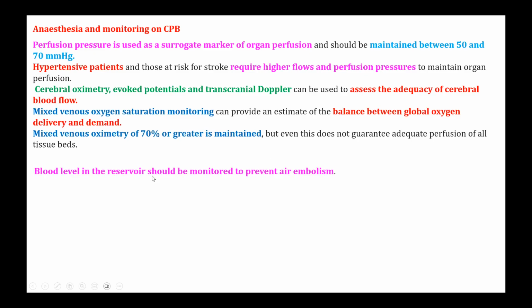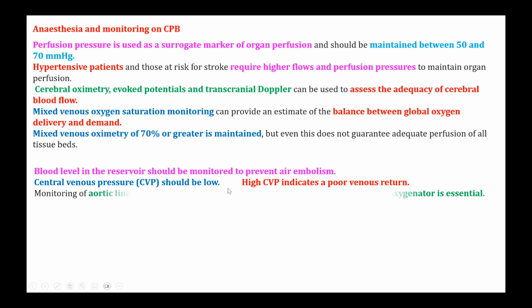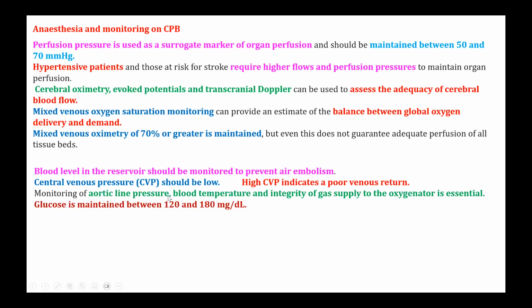And blood level in the reservoir should be monitored to prevent any air embolism. CVP should be low in all these patients because we are not maintaining a normal venous blood flow, and a high CVP indicates a poor venous return from the patient. Monitoring aortic line pressure, blood temperature, and integrity of gas supply to the oximeter are very essential. And glucose level should be maintained between 120 and 180 in all patients, especially in diabetics.